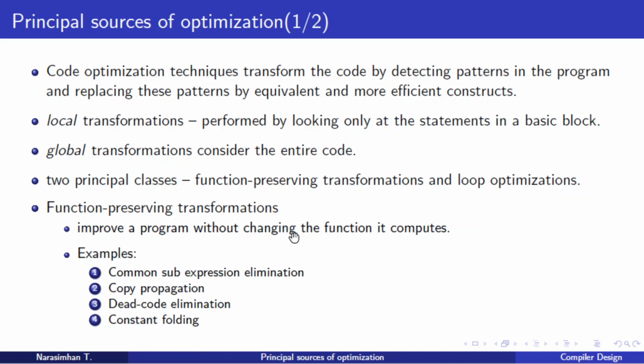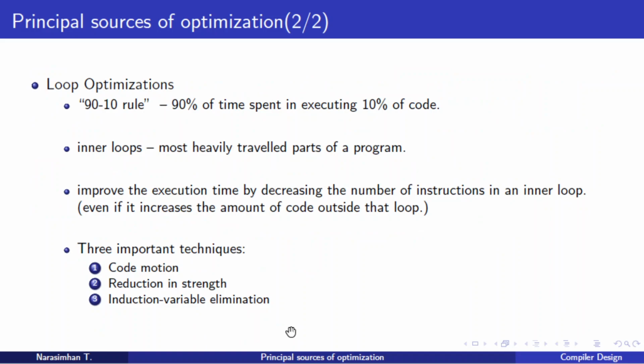This category is also known as semantics preserving transformation because the optimization techniques in this category preserve the semantics or the meaning of the program. Examples include common sub-expression elimination, copy propagation, dead code elimination, and constant folding. The second category is known as loop optimizations, which has to do with the loops in a program.